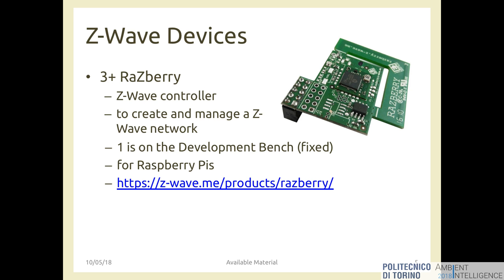Then we have this Z-Wave device. So first of all, the Philips Hue, I told you, has this bridge that creates and manages a Zigbee network, more precisely a Zigbee smart lighting network, that, as the word says, is for lights only. This instead is a module only for Raspberry Pis. So this is a module that you have to put on the Raspberry Pi.